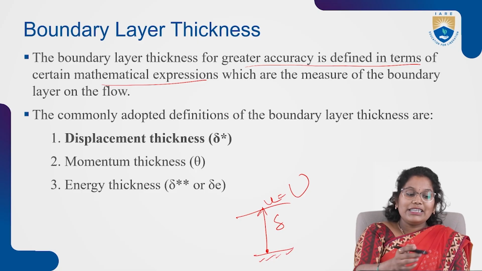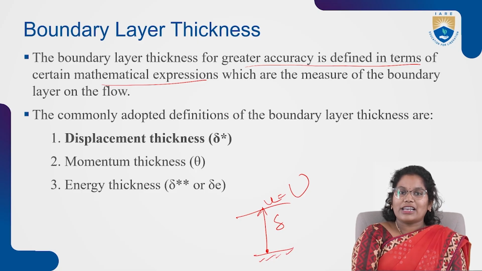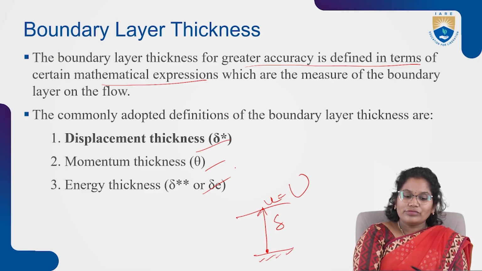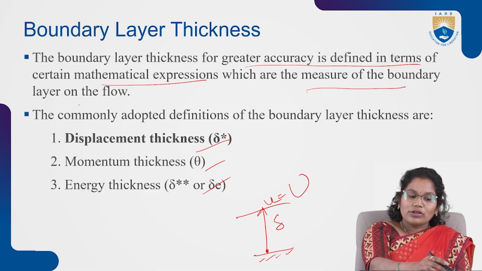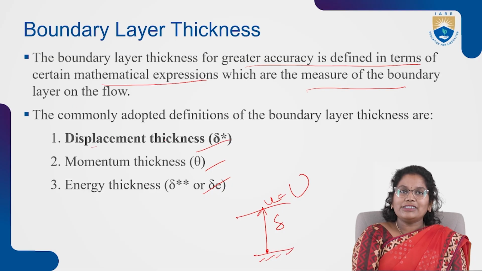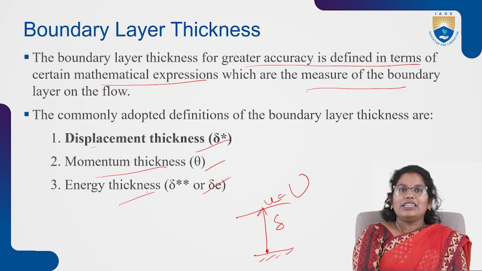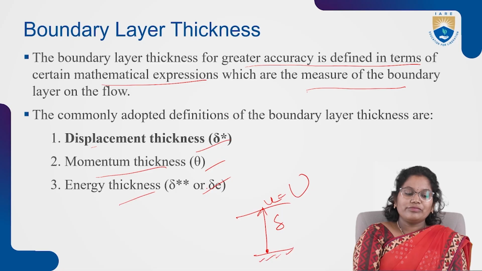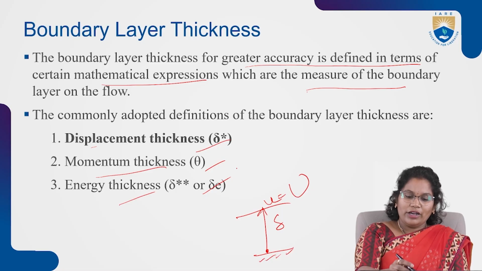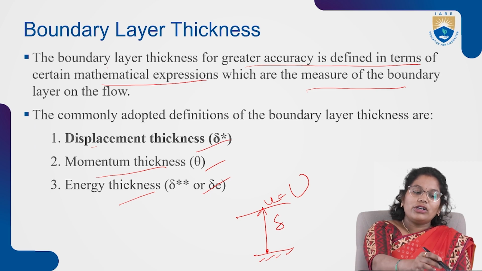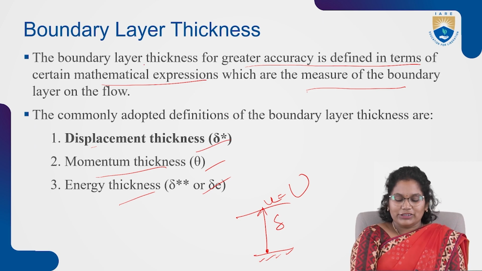Boundary layer thickness is classified into three types. One is displacement thickness, second is momentum thickness, third one is energy thickness. These three thicknesses are measured to give greater accuracy for the boundary layer thickness, right?